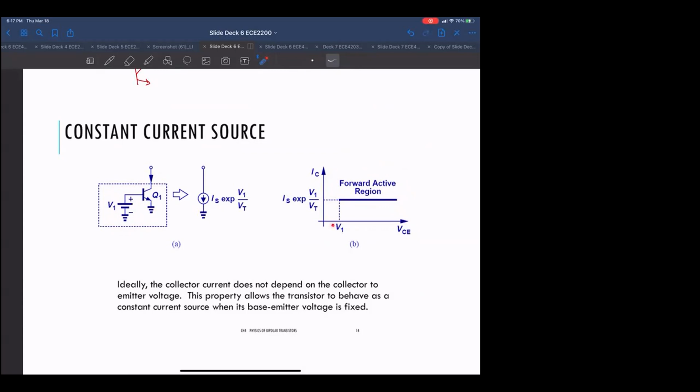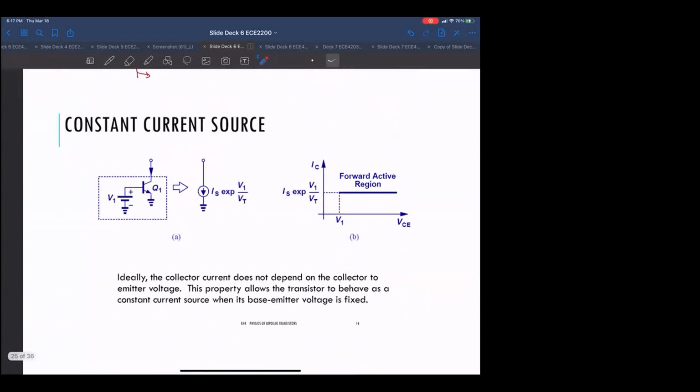When the collector emitter voltage gets too small, at some point this stops being reverse biased, and we'll see what happens over here. So something we don't want to happen happens. But as long as we keep it there, it acts like a good current source, relatively speaking, with a current value that's dependent with this exponential relationship to the input.